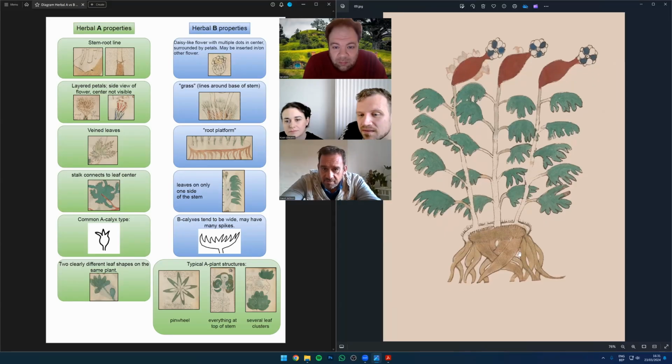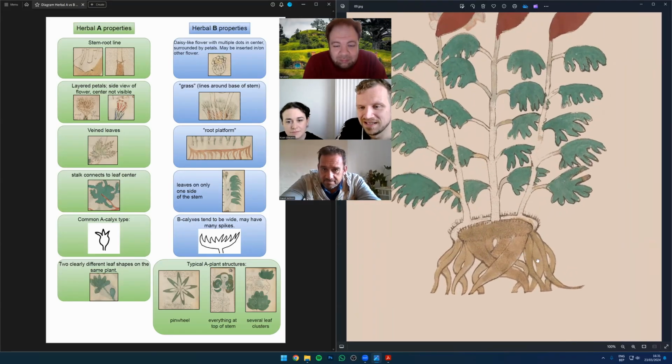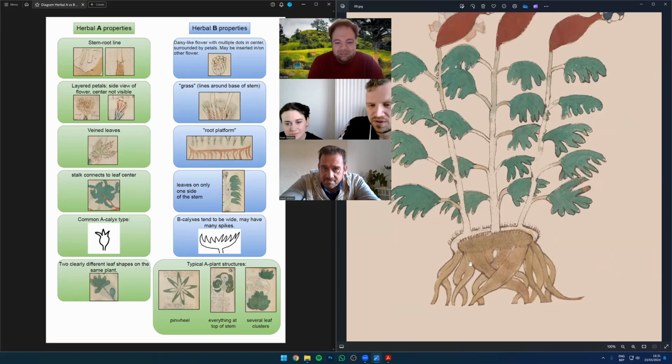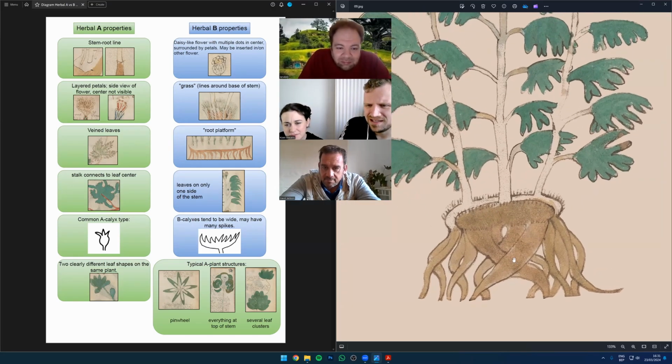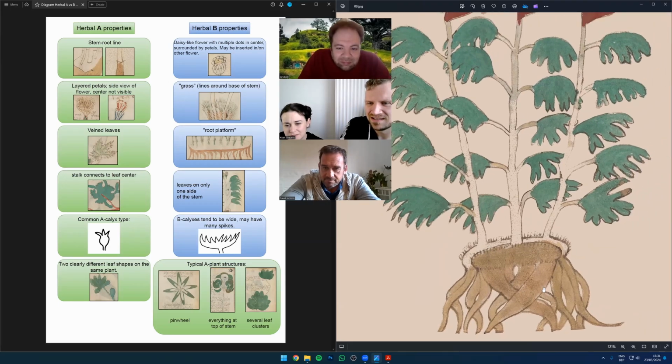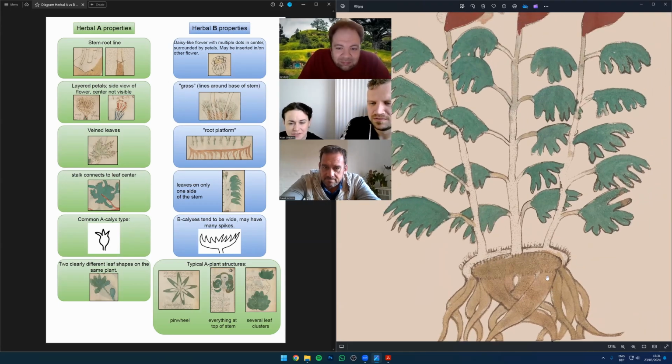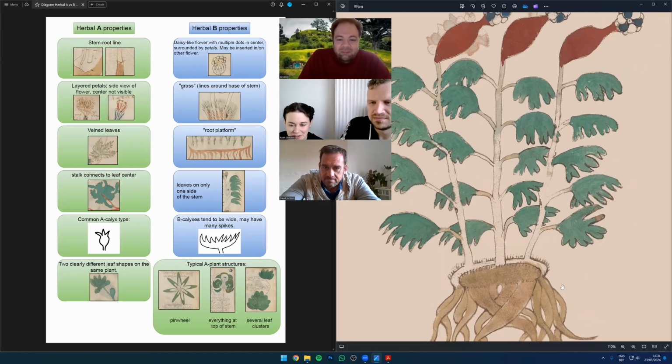We've got the grass around the base of the stem. We were not sure if this should count as a root platform. It's not really a flat top root. It looks like a kind of piece of terrain that they took. Yeah, I think it will be a root platform, but it's not quite the same as the other ones.